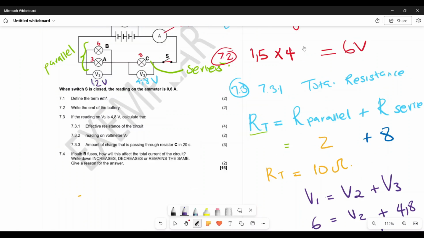Now, answering the preceding questions: amount of charge that is passing through resistor C in 20 seconds. When you are asked to calculate charge and you are given time, you should make sure that the formula you choose, remember charge is your Q, is going to have whatever you're given. Here I'm told that I need to calculate the amount of charge passing through my resistor C, right? At my resistor C, what is it that I know? I know that my resistance there, my R, is equal to 8 ohms. I have the voltage there, which is equal to 4.8. They also gave me time as 20 seconds.